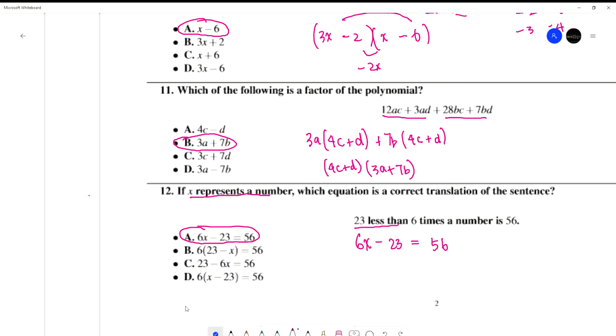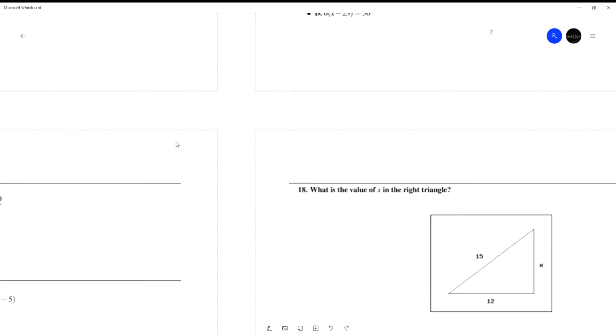Yeah, they give it to you every single time. So hopefully you get those right from now on.